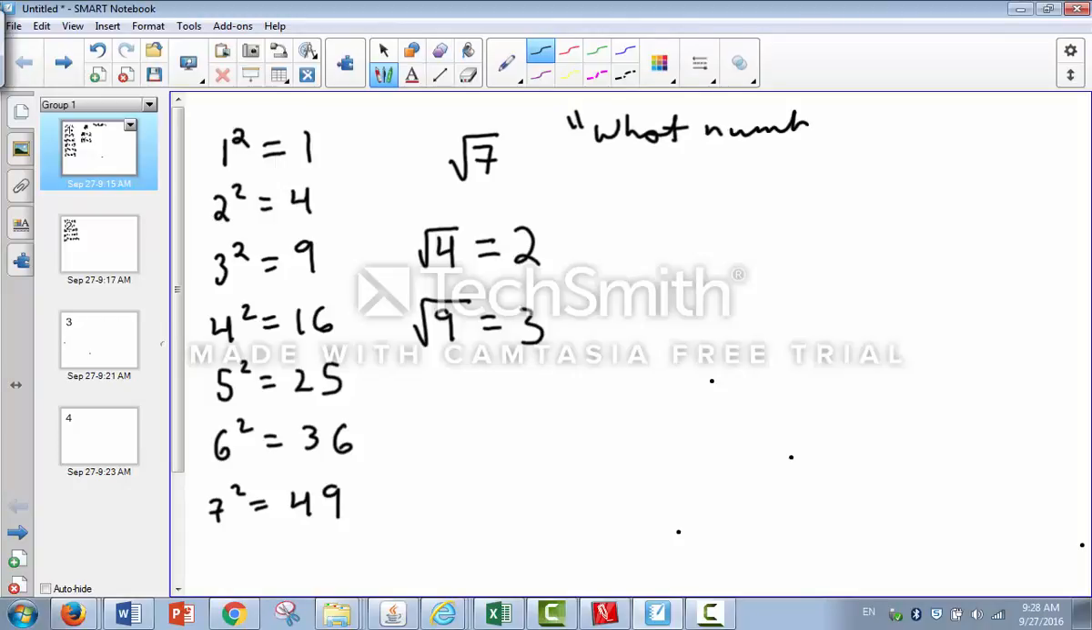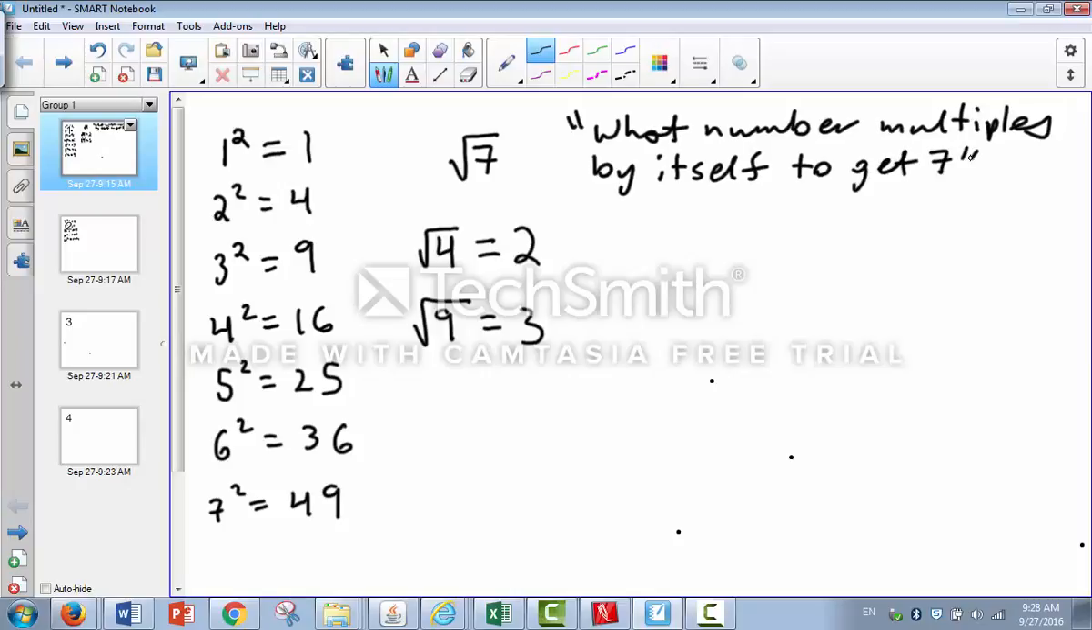What number multiplies by itself to get 7? There isn't a whole number. 7 is not a perfect square. But I have 2 perfect squares, 4 and 9, that 7 is in between.